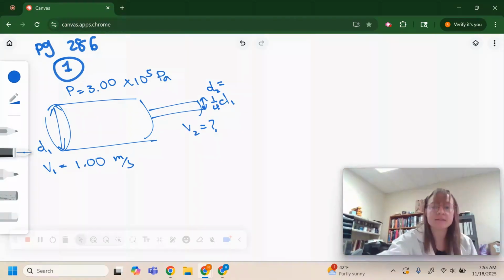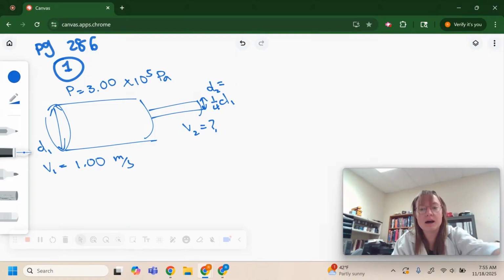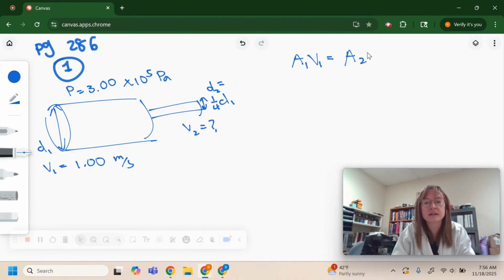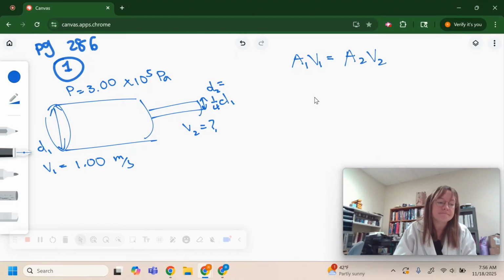Okay, let's go ahead and see what we can do here. I am going to start with the continuity equation, because I say that the first cross-sectional area times the speed of the water in that section is going to equal the second cross-sectional area times the speed of the water in that section. I'm looking for V2, so I can rearrange this to find V2. When I rearrange to find V2, I get A1V1 all over A2.